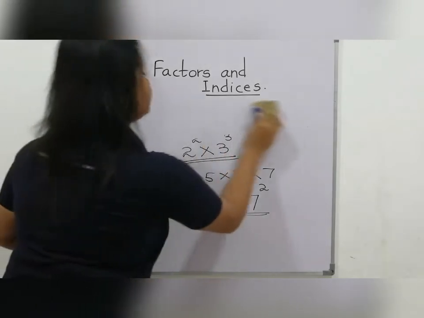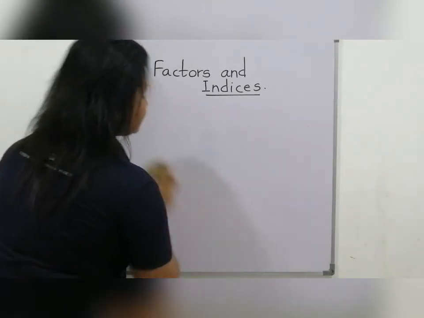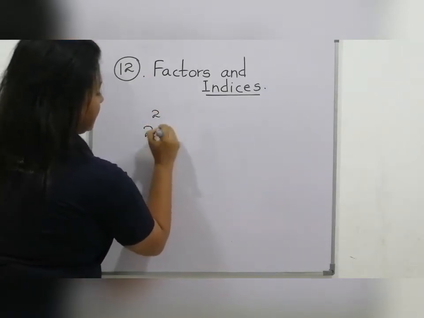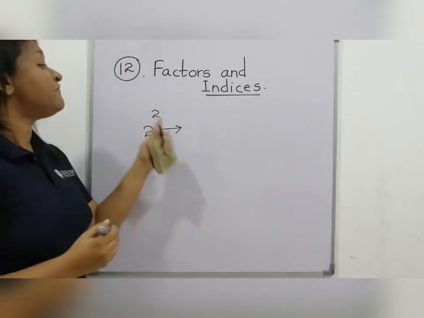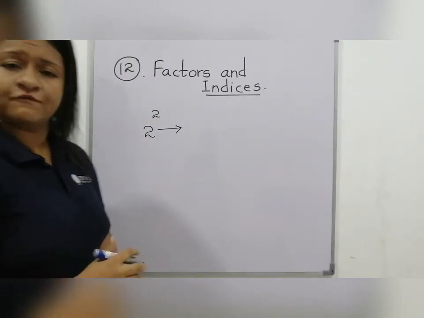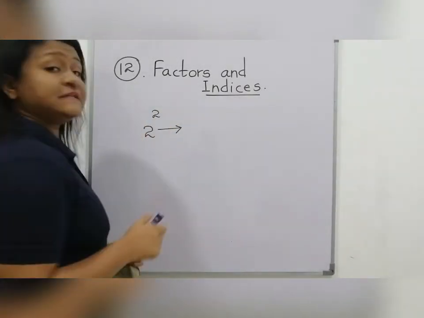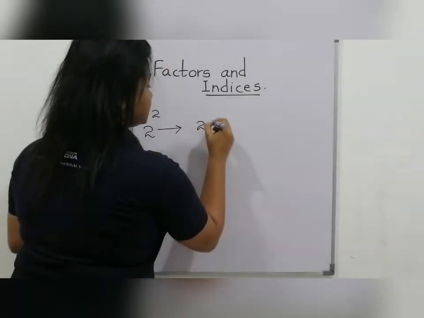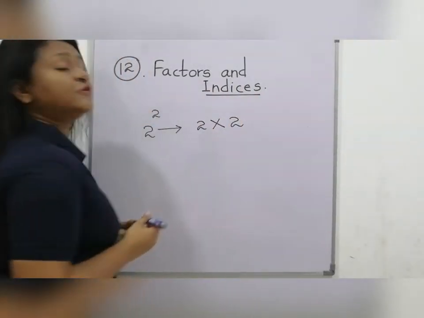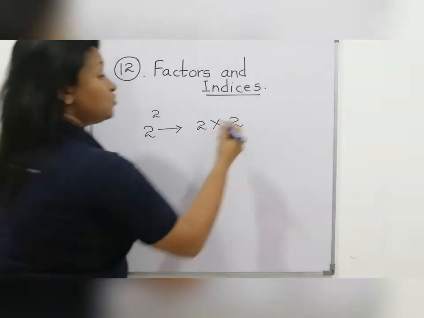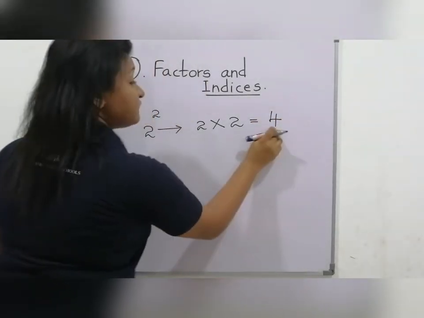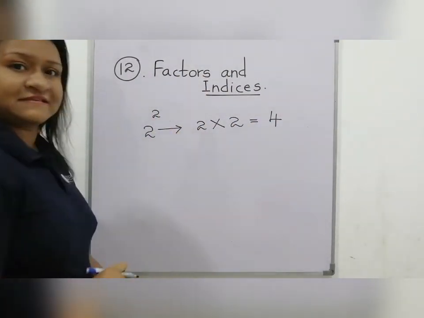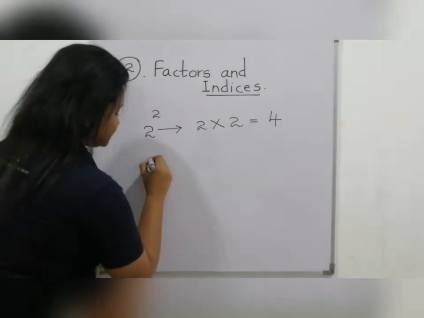Right. Next, the opposite. You will get the numbers in index form, and they will ask you to find the value of this. What is 2 to the power of 2? What is the hidden number inside this? So expand this. 2 to the power of 2 means 2 has been repeatedly multiplied 2 times. 2 times 2 is 4. This 4 is written in index form like this. 4 is the hidden number inside this.